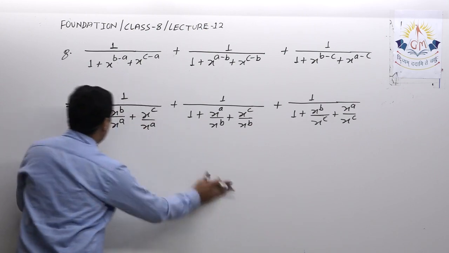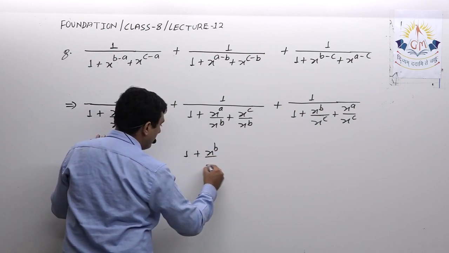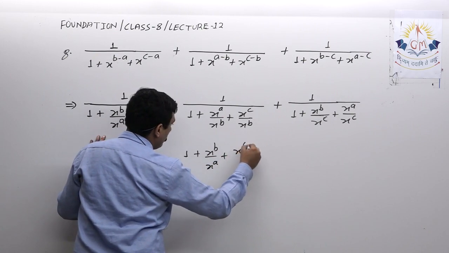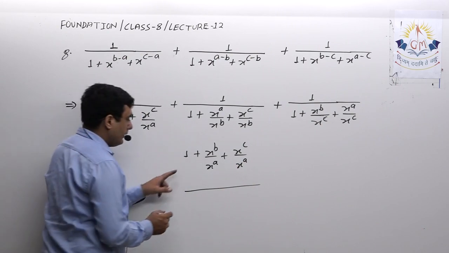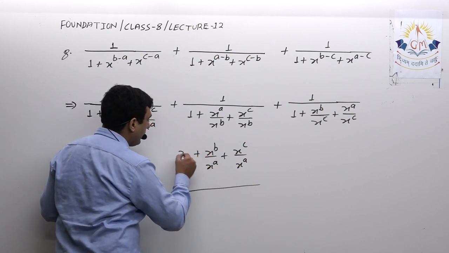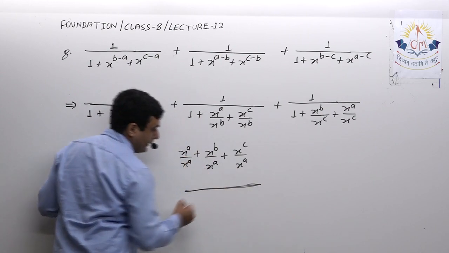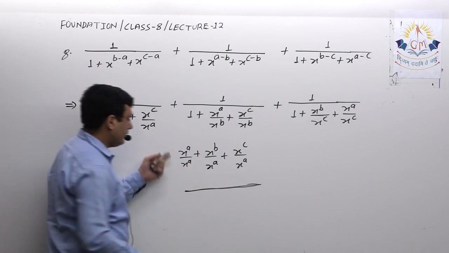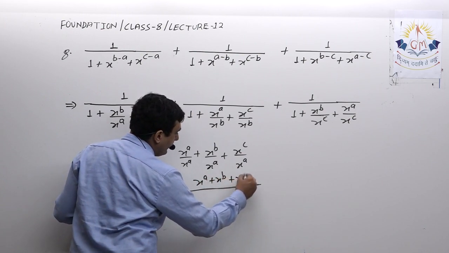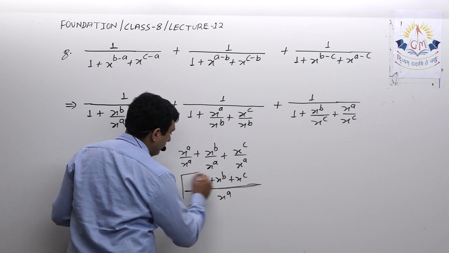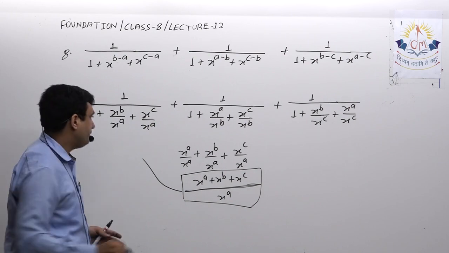In the similar way, here I have 1 plus x raised to b upon x raised to a plus x raised to c upon x raised to a. Now to add these, either I take LCM x raised to a or I make it x raised to a upon x raised to a. So ultimately, after taking LCM or making the denominators same, I can write here x raised to a plus x raised to b plus x raised to c upon x raised to a. This I can replace at the denominator of the first term.